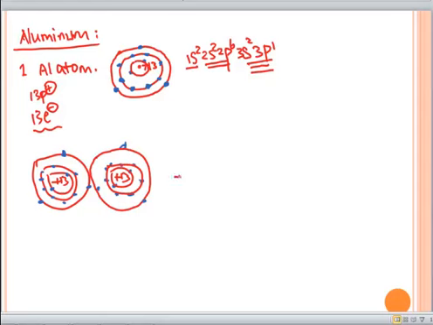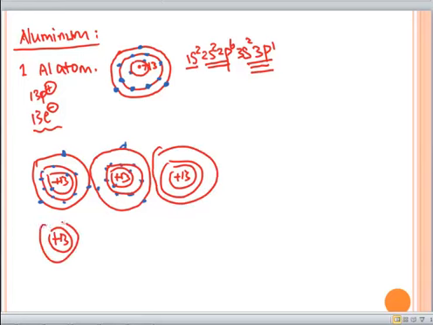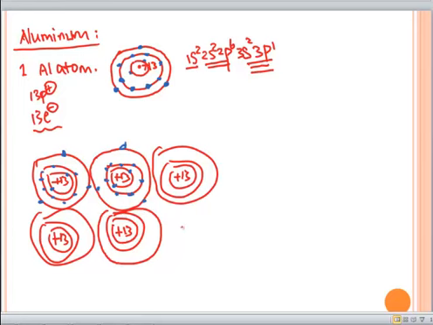So you can add another 13 plus, 2, 8, 3. Another 13 plus, 2, 8, 3. One of the things you will notice, those are the aluminum atoms.